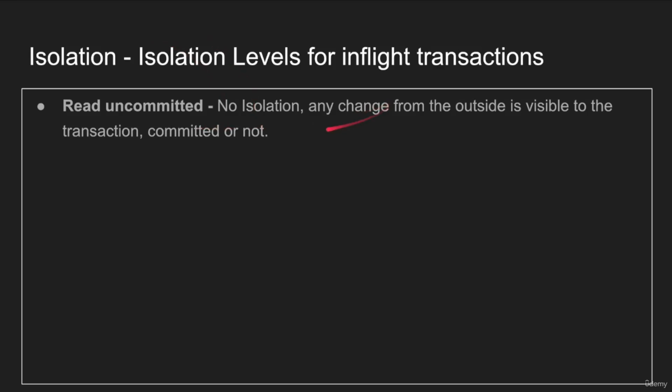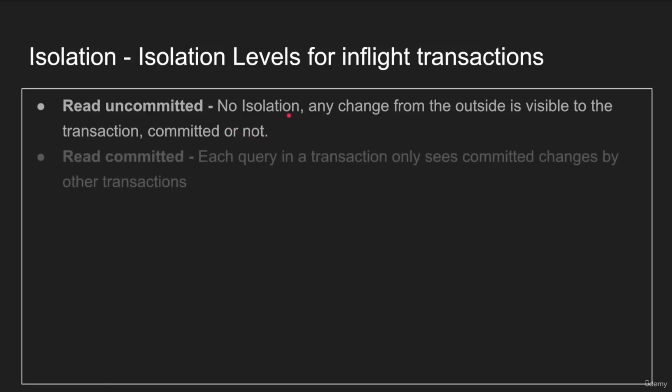So it means no isolation. Any change from outside is visible to the transaction, whether it's committed or not. That's what's called read uncommitted. You can read uncommitted values. As a result, you can get dirty reads here. Bad, obviously. But if you think about it, it's technically fast, right? Because I don't really need to maintain anything. It's questionable because you don't know what the implementation is. You just assume from theory that it's fast, but it could be not.